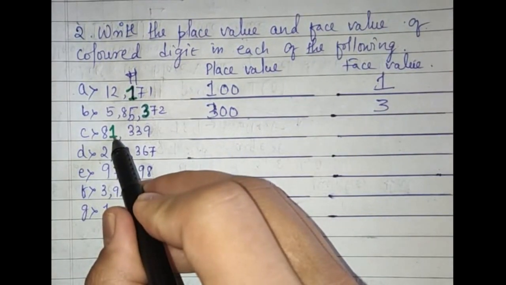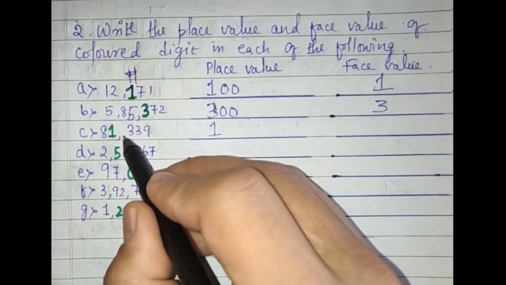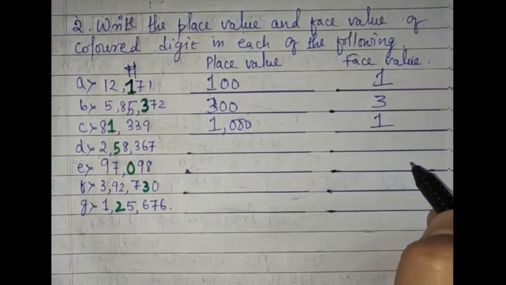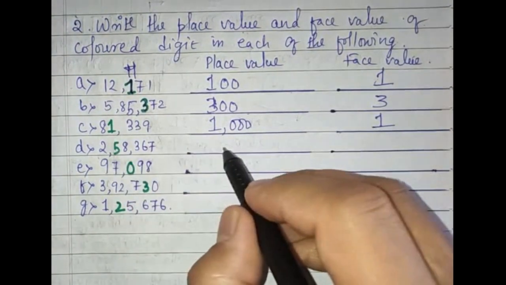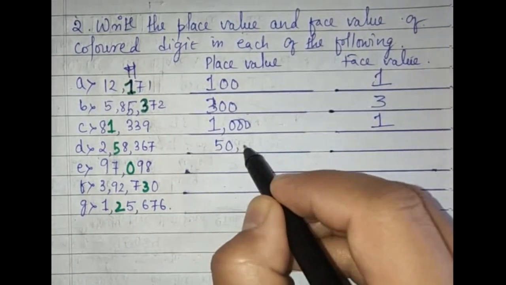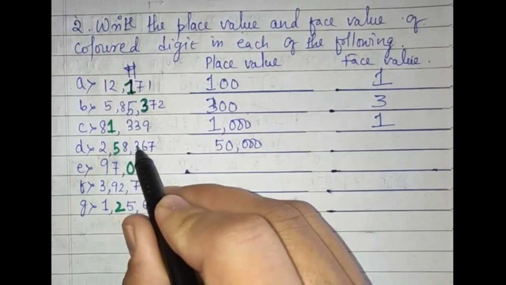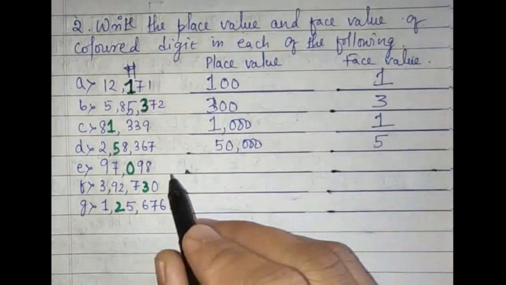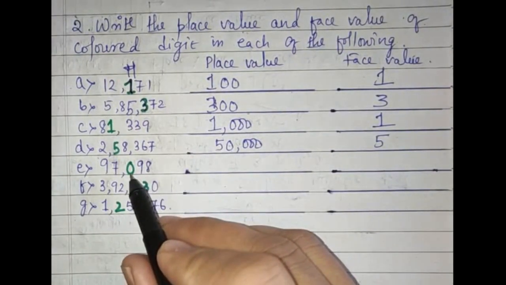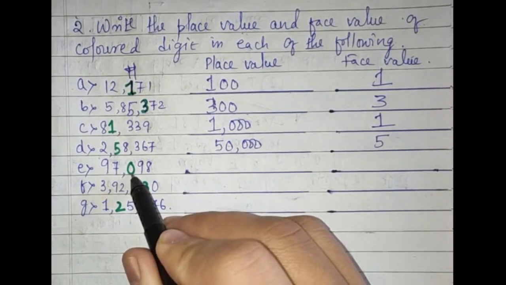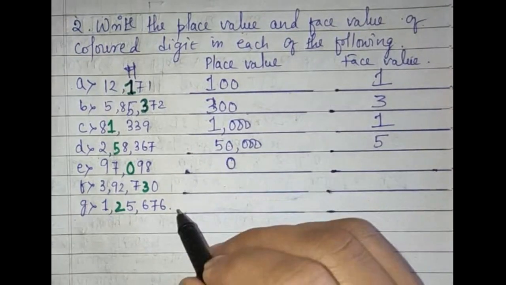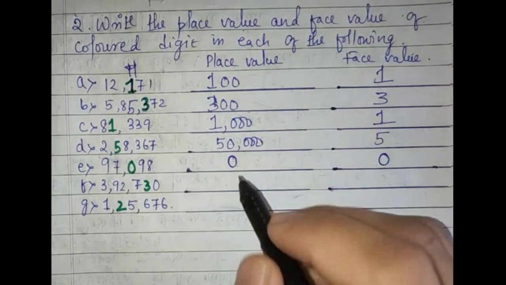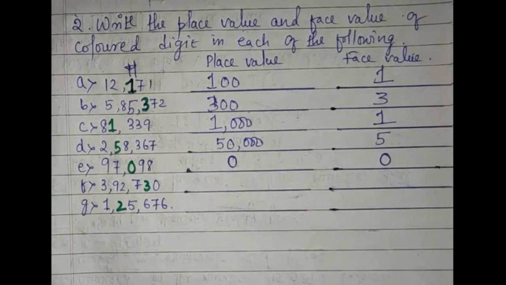In case of number C, it is 1, and after 1 how many digits? 3 digits are there, so 1000. The face value is 1. In case of number D, it is 50000, because after 5 there are 1 2 3 4 zeros, so we can write this directly. The face value here is 5. In case of this one, the place value will be 0, the face value will be 0. For 0, we cannot write 000. The single digit itself will indicate the place value of a 0.